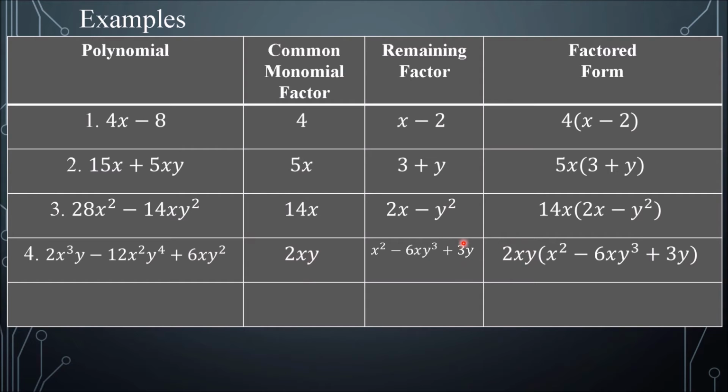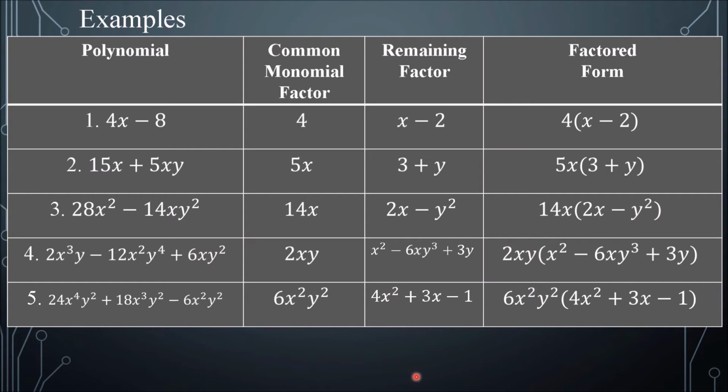Combining again, in the form of this, we have 2xy times this, that will be the factored form. Last example, number 5, 24x raised to 4y squared plus 18x cubed y squared minus 6x squared y squared. Now, the common monomial factor is 6x squared y squared.